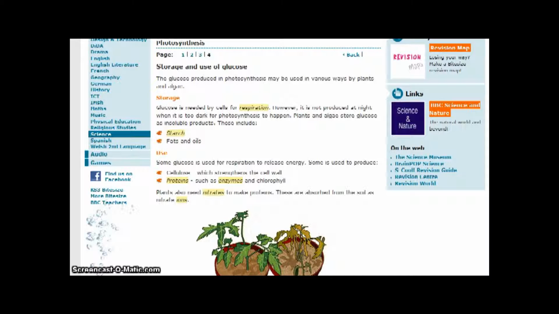Storage and the use of glucose. Glucose is needed for cells for respiration. It's not produced at night because the plant can't photosynthesize. So they store glucose as insoluble products like starch, fats and oils. Some glucose is used for respiration to release energy, some is used to produce cellulose, which strengthens the cell wall, and proteins such as enzymes and chlorophyll.